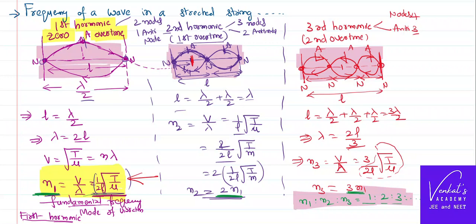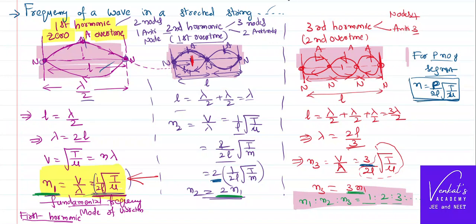From this, you can say in general, for example, for p number of segments, any number of segments, I can write n in general as p by 2L into root of tension by linear density, where p is the number of segments. Here, the number of segments is 1, so in this case, p becomes 1. In the second case, p becomes 2, like we have derived. In the third case, p becomes 3, like we have derived. So this is a general formula.